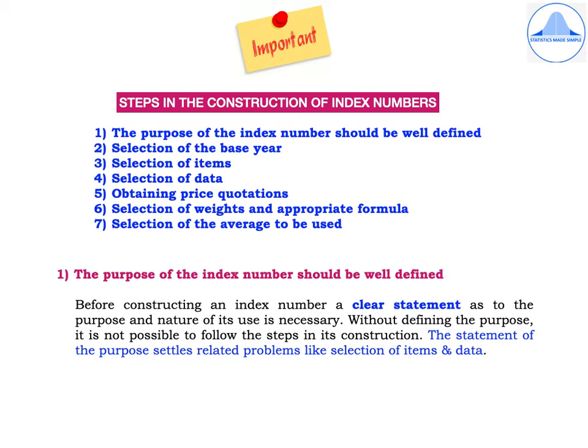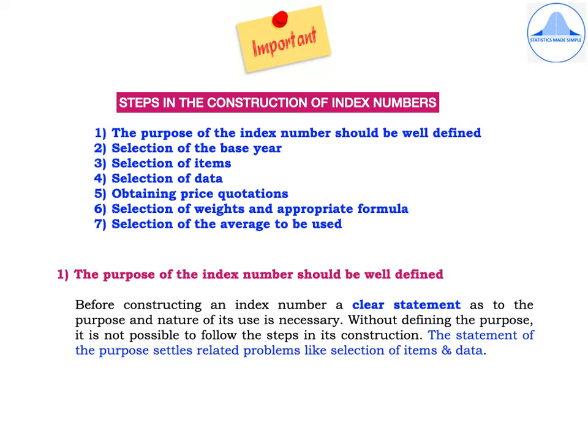So the 7 steps are: the first one, the purpose of the index number should be well defined. Second is the selection of the base year. Third, selection of items. Fourth, selection of data. Fifth, obtaining price quotations. Sixth, selection of weights and appropriate formula. And seventh is selection of the average to be used.